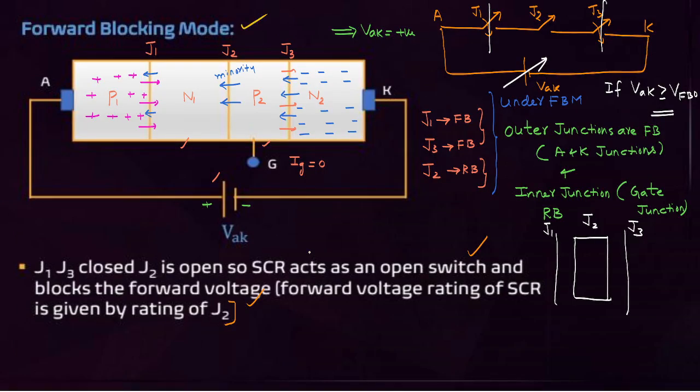Then in forward blocking mode, which junctions are forward bias and which are reverse bias? J1 and J3 are forward bias, J2 is reverse bias. That is, the outer junctions are forward bias and the inner junction is reverse bias. One more important observation: because J1 and J3 are forward bias, these two act as conducting plates. Because J2 is reverse bias, it is an open switch, acting as a dielectric medium. Two plates are separated by a dielectric medium. That's why under forward blocking mode, SCR is equivalent to a capacitor.